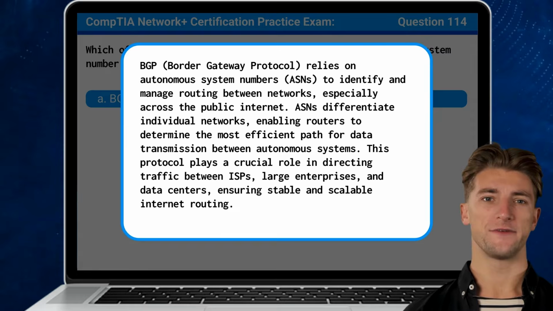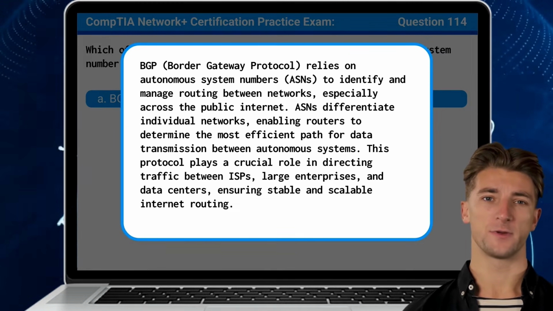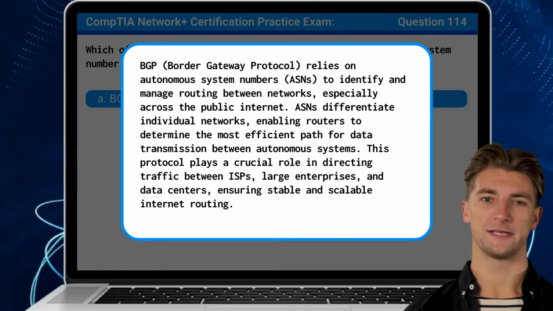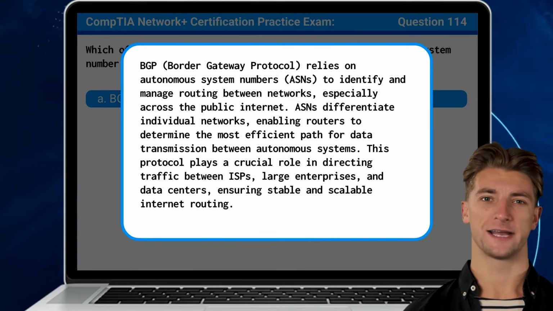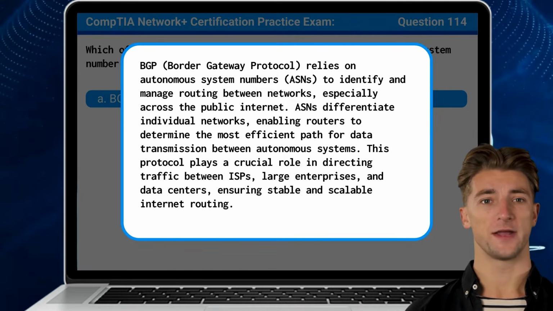ASNs differentiate individual networks, enabling routers to determine the most efficient path for data transmission between autonomous systems. This protocol plays a crucial role in directing traffic between ISPs, large enterprises, and data centers, ensuring stable and scalable internet routing.